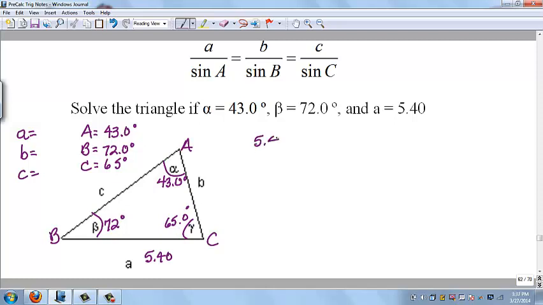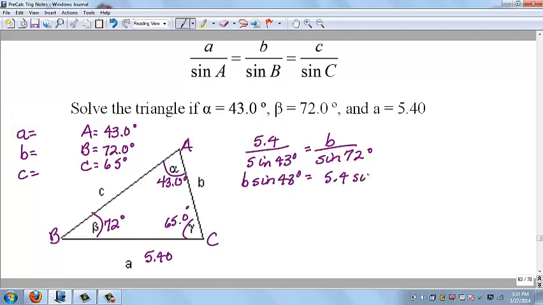I know 5.4 is side A over the sine of A, which is sine of 43 degrees, has to equal whatever B is over the sine of whatever angle B is, which is 72 degrees. When you do this, you cross multiply. So I have B sine 43 degrees equals 5.4 sine 72 degrees. And then I'm going to divide by sine of 43, and when I do, I get B to come out to be 7.53. So now I know that side. And we know A, so I should put that there, and 7.53 for B.